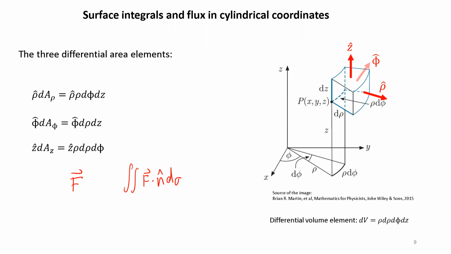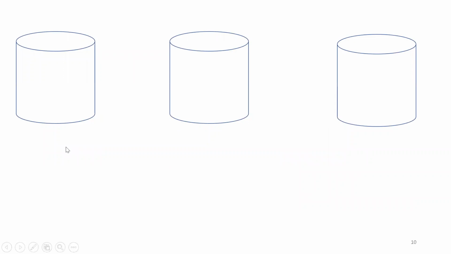So okay, here I draw 3 cylinders. Okay, so we are working in cylindrical coordinates now. Suppose I have these 3 cylindrical surfaces.